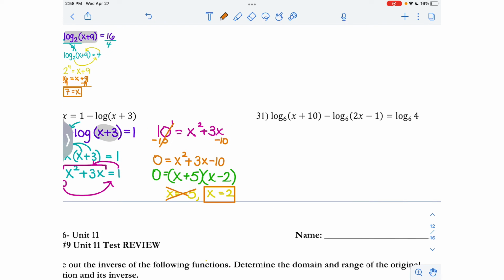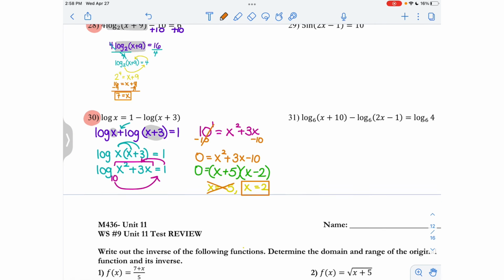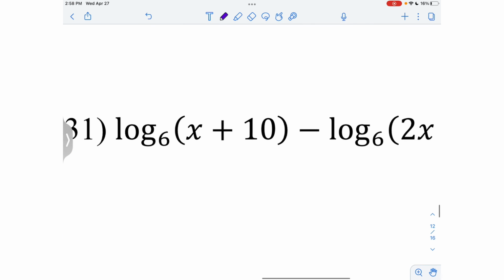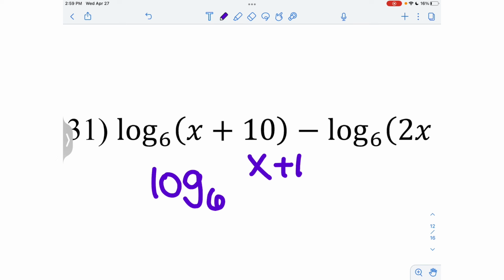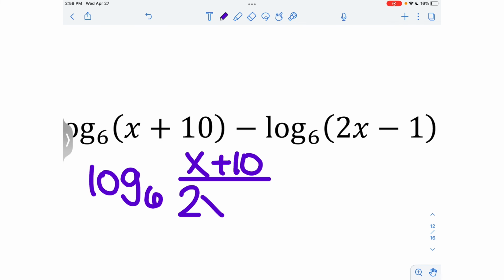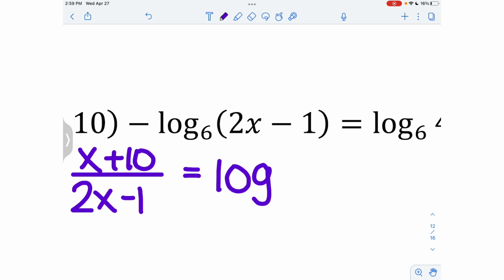I'll do 31 just because it's not too long and it's condensing as well. So it's also condensing. However, in between the 2 logs on the left for 31, there is a minus sign. So that's why I wanted to quickly do this one. So when I condense these, I have to make it a fraction because of the minus. The subtraction implies a fraction. So the x plus 10 is on top, and the 2x minus 1 goes to the bottom. And that is equal to log base 6 of 4.